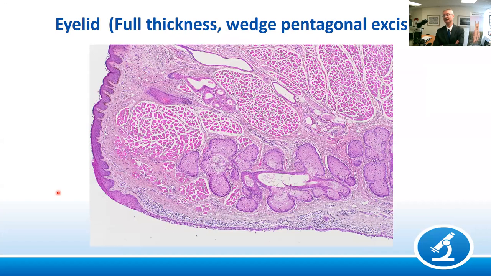Sometimes the ophthalmologist or the oculoplastic surgeon will call this a wedge pentagonal excision. Often they will do this for eyelid lesions like basal cells and other tumors, even for a chalazion sometimes. And here what we're seeing is the skin, right? Probably the levator skeletal muscle here, some apocrine glands, some sweat glands, the tarsal plate with your sebaceous glands, a sebaceous duct here, and then the palpebral conjunctival epithelium and subepithelial stroma with a little bit of chronic conjunctivitis.